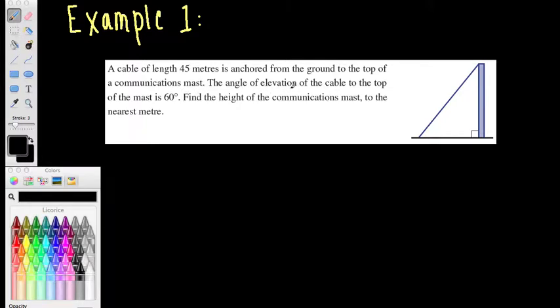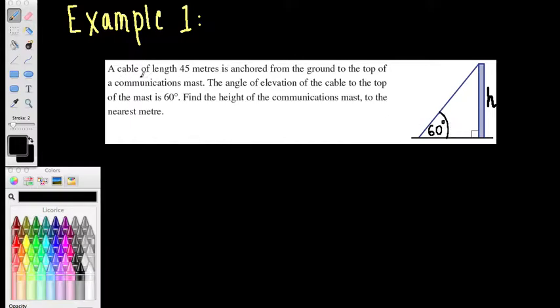The angle of elevation of the cable to the top of the mast is 60 degrees. So angle of elevation, if we're looking from the bottom up to the top, angle of elevation is in there. Find the height of the communications mast to the nearest meter. So the height is the height of this here. We are actually finding this. I'm going to put H for height. We're trying to find how tall it is. Let's put in that other information we were given. We were given that the angle of elevation was 60 degrees, so I'm going to put that in there.